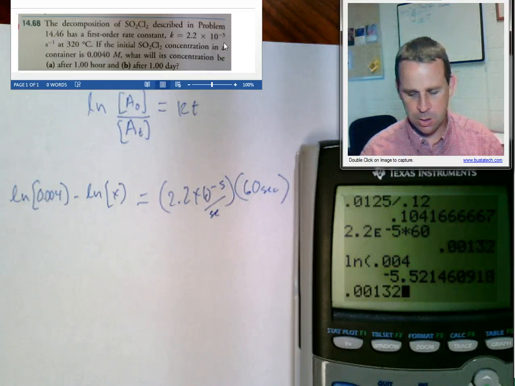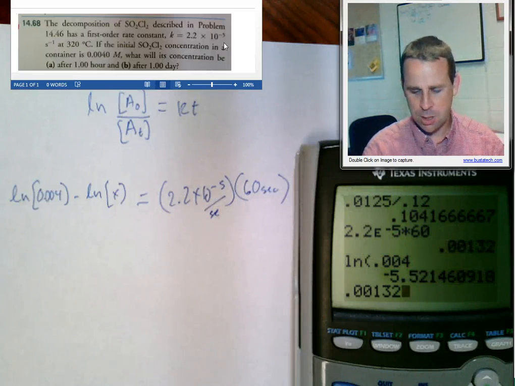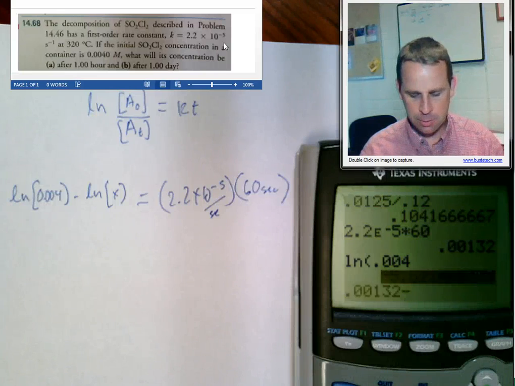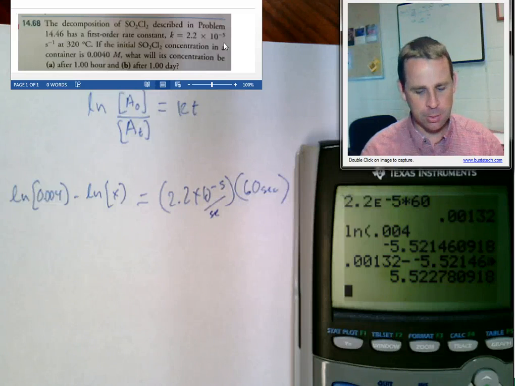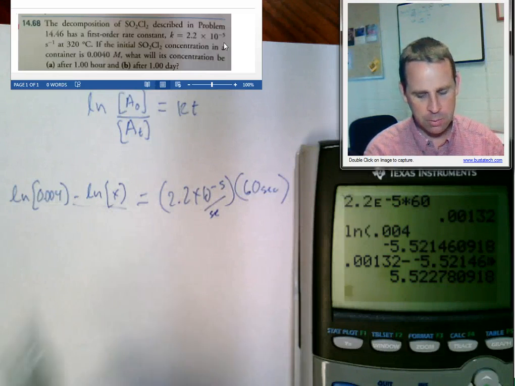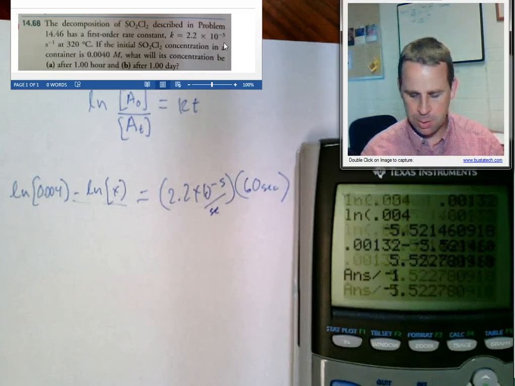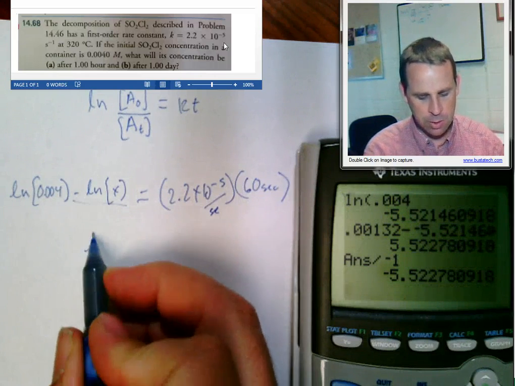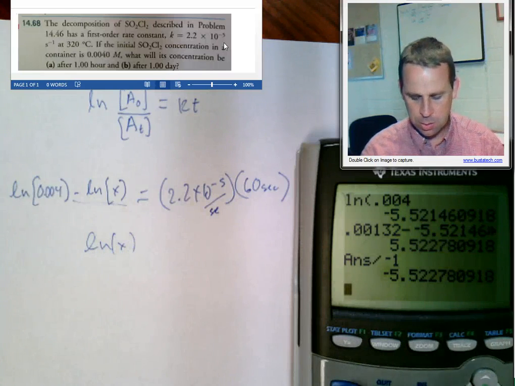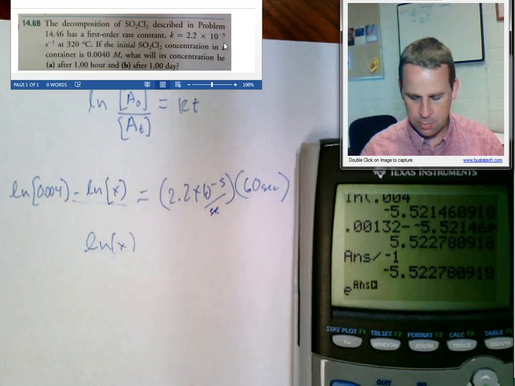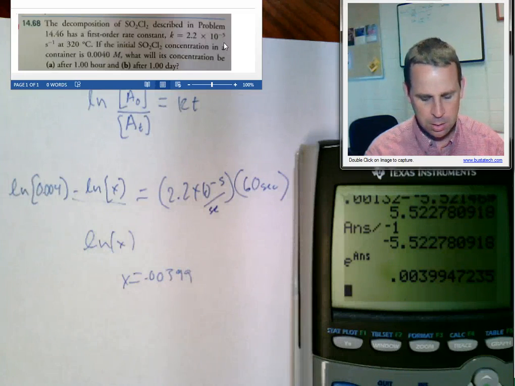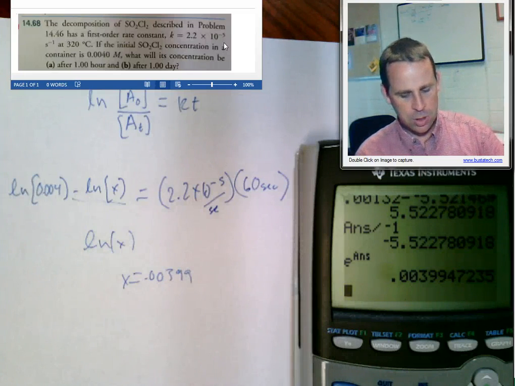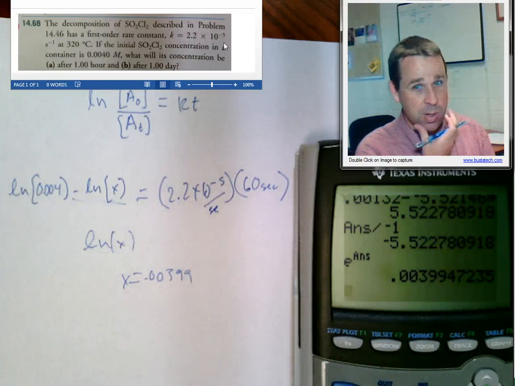So if we take this value, which was the product of these two, and subtract the natural log of 0.004, we get that value, and that's going to be equal to what's left over here, which is the negative natural log of x. If we divide that by -1, the natural log of x will now be equal to this value. If I raise e to that value, it tells me that x equals 0.00399. And that's the concentration after the 60 seconds. Alright, so I can double check that one.